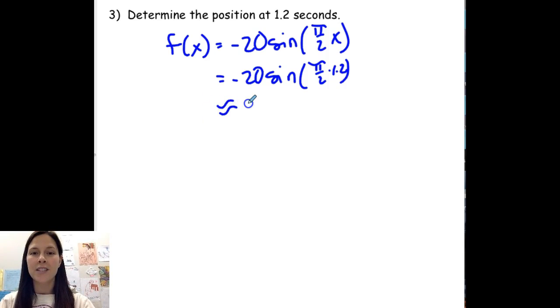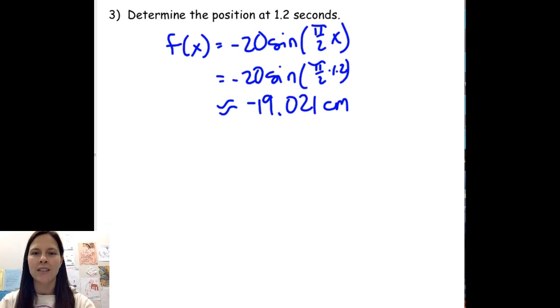When you put this into your calculator, make sure you are in radian mode. We used 2 pi for the period, which is in radians. We did not use 360 degrees. So our input needs to be radians. And I got about negative 19.021 centimeters. Because the value is negative, what it really means is that it was about 19 centimeters below equilibrium at 1.2 seconds.